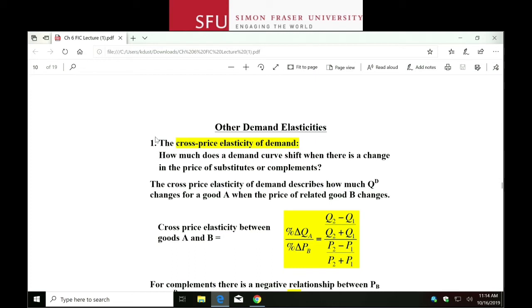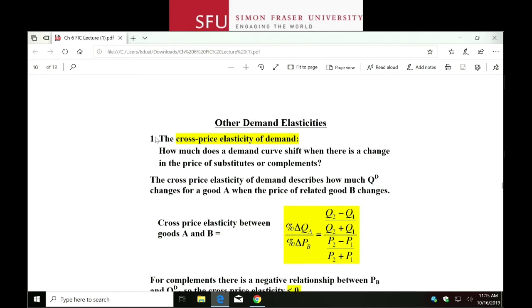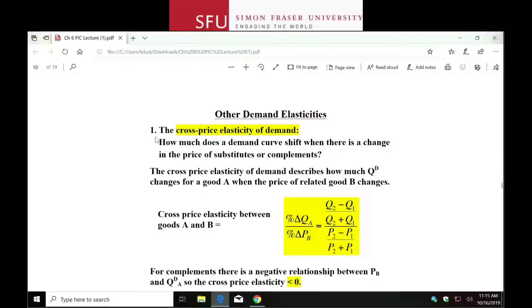Okay, so for complements, like say staples and staplers, if the price of staplers goes up, what will happen to demand for staples? It'll go down, right? So then you have a negative result. You have an increase in the price for good B and a decrease in the quantity that people are buying of good A. So that will be complements. So you have a negative result for complements. The cross price elasticity would be negative, so less than 0.